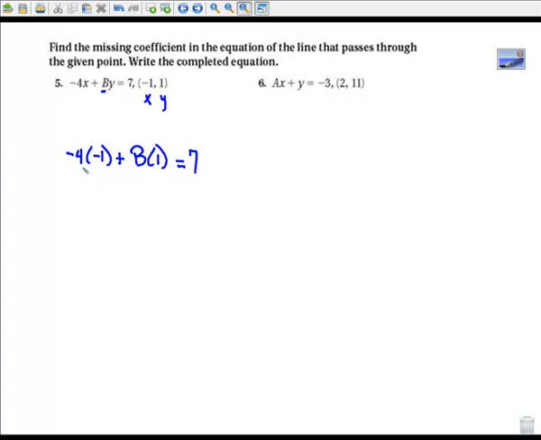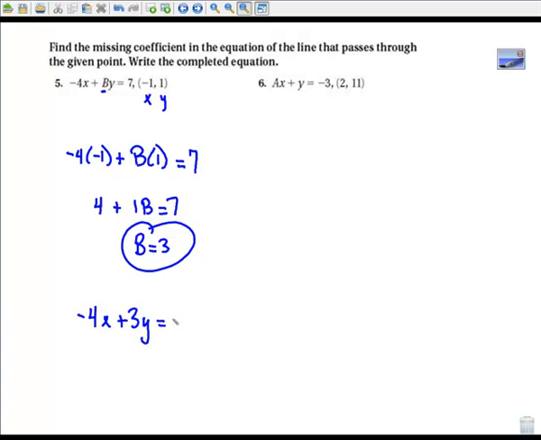Now I just do the arithmetic. -4 times -1 is 4. Plus, I'm going to put my coefficient first, so plus 1b equals 7. If I subtract 4, then b just equals 3. So there's the missing coefficient, and it says write the completed equation. So my completed equation is -4x plus 3y equals 7.